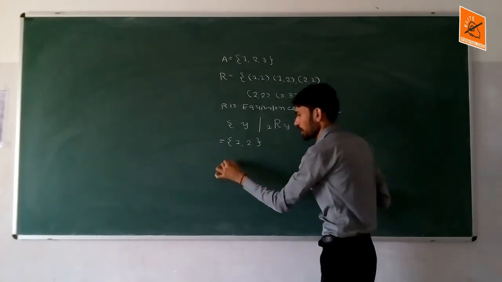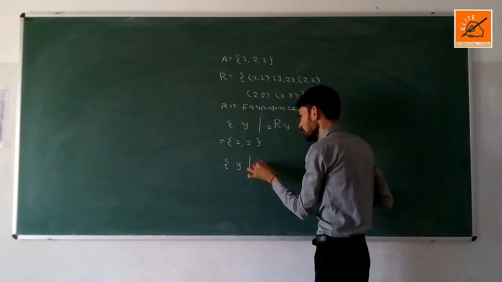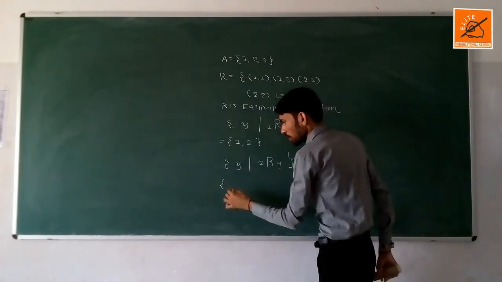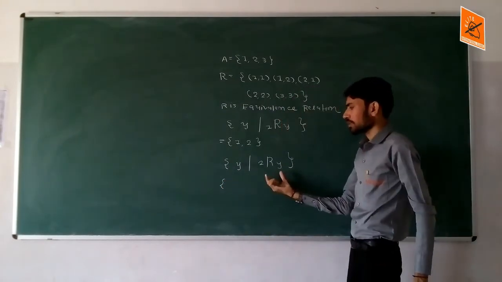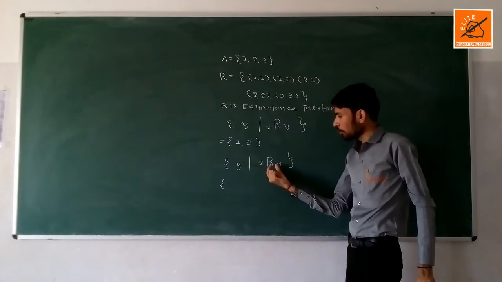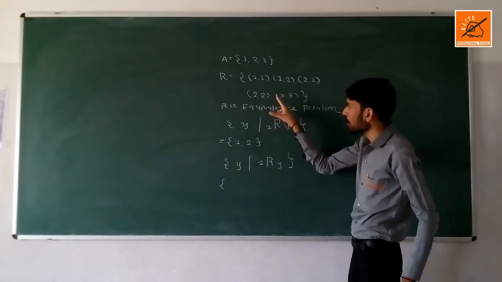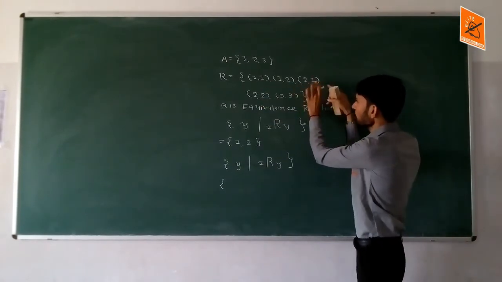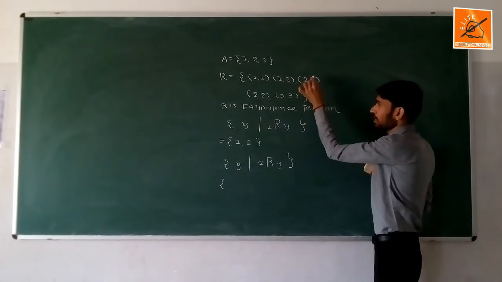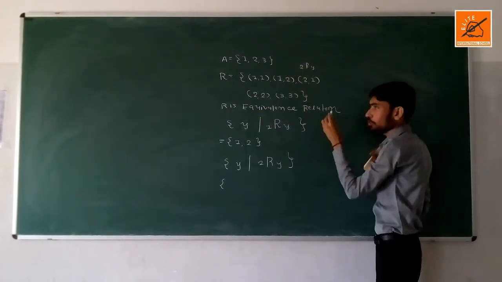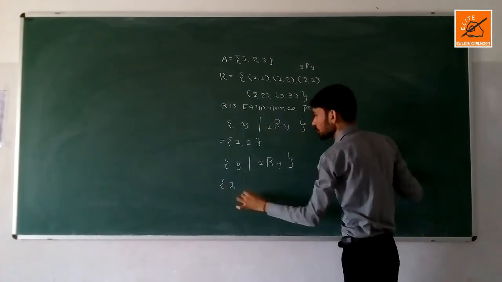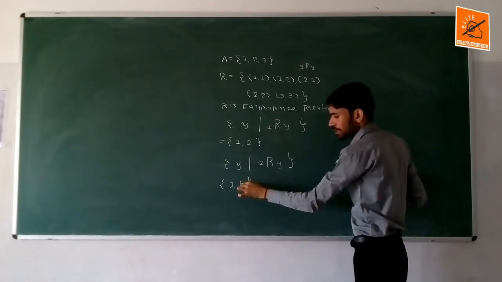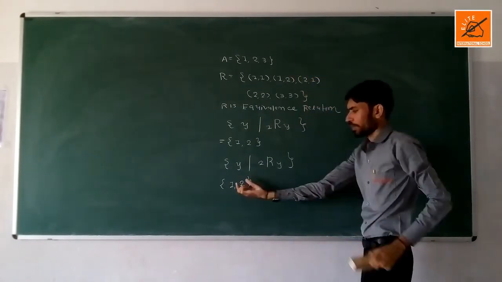Now we define another set as the set of y such that 2 is related to y. Which elements come in this set? This set contains those elements related with 2. Observe which elements in R are related with 2. Here (1,2) means 1 is related to 2, so y is 1. Now 2 is related to 2, so also 2. So again this set contains two elements, 1 and 2.